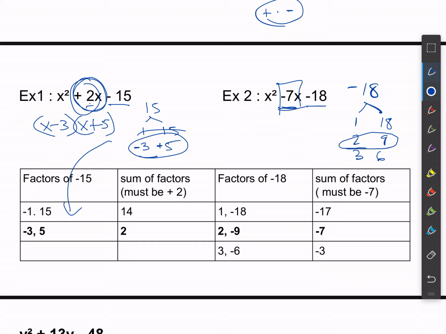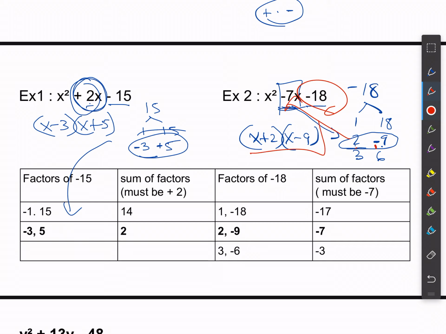Now, if you add a negative 9 to a positive 2, you get that negative 7. Okay, so what I want to do is factor this using these two pieces, x plus 2, x minus 9. Again, the reason for that is 2 times negative 9 gives me negative 18, and 2 plus negative 9 gives me negative 7. So that is why I chose positive 2, negative 9. It's the only factors that will work.